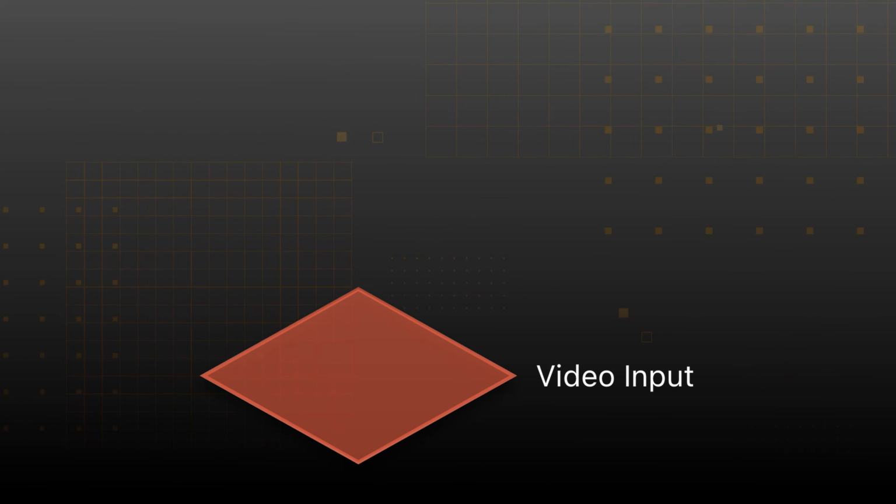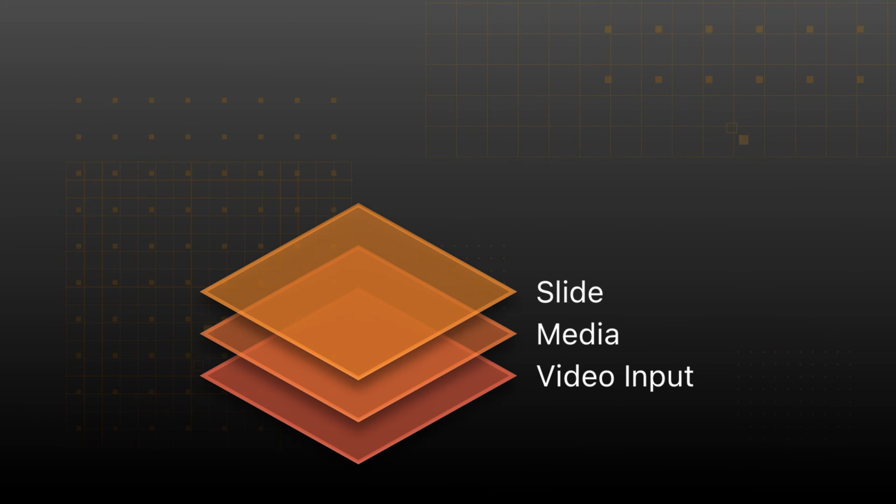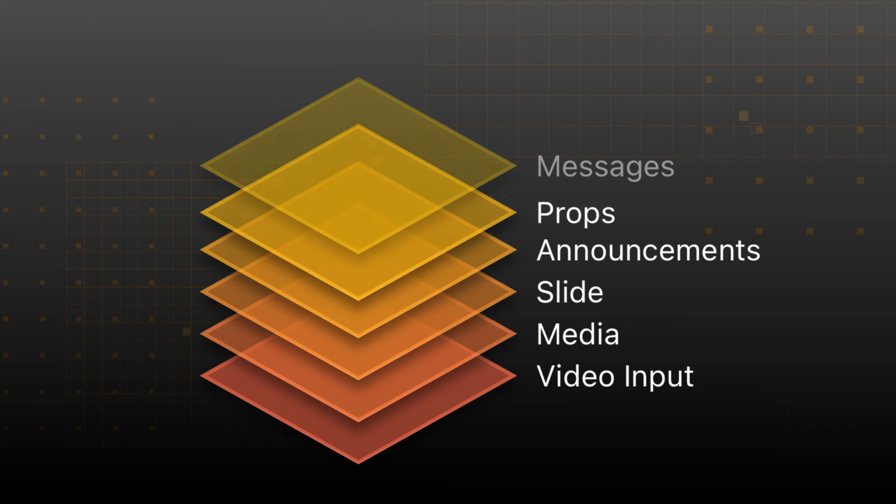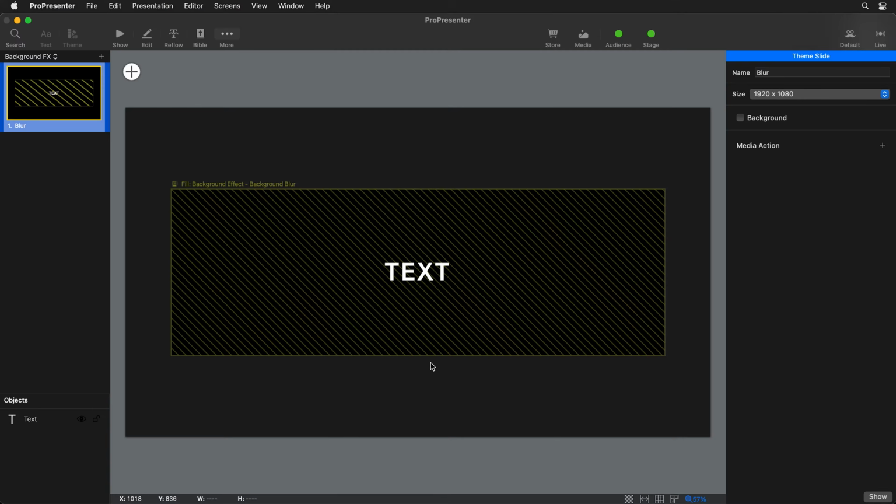Now you can't see what these background effects look like yet because these are dynamic and adjust media on the layers below. ProPresenter has multiple layers. On the bottom you have the video input layer, then the media layer, slide layer, announcements layer, props, and messages. Background effects adjust the media and video input layers, which help you achieve these creative looks. So now let's apply our theme to a presentation.